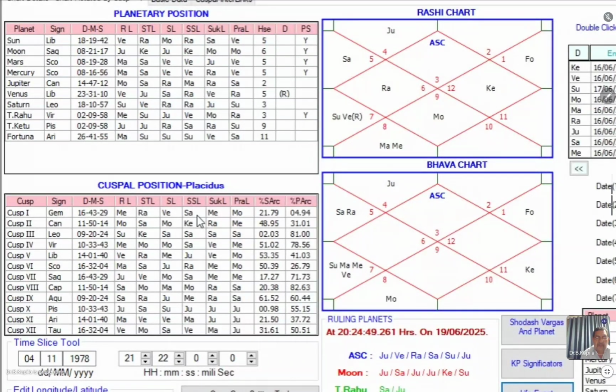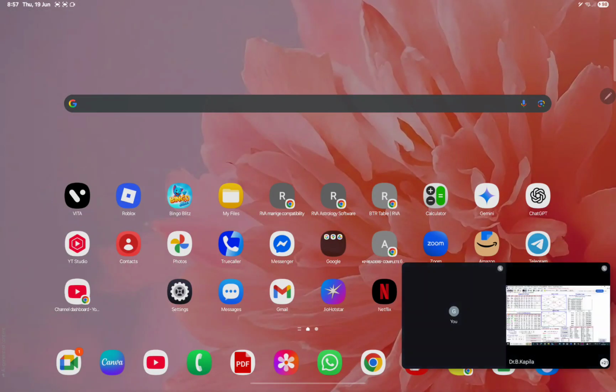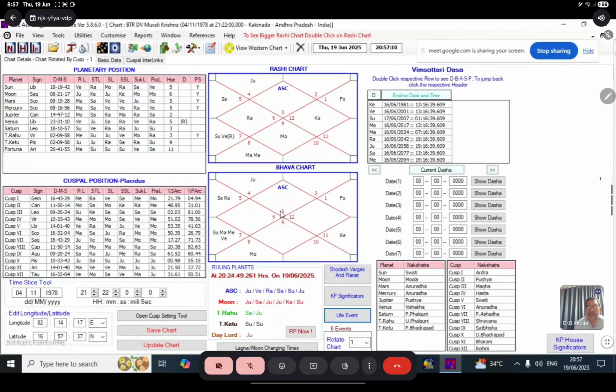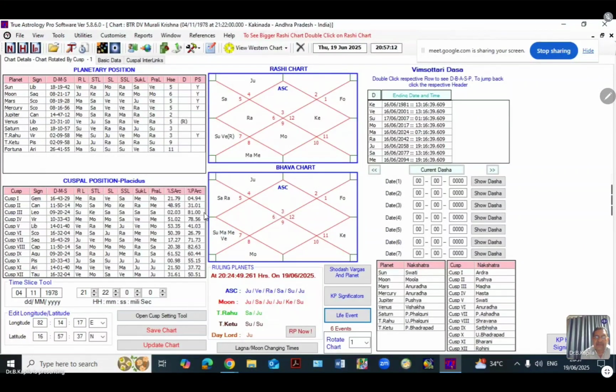What is rule number 2? Rule number 2 is about the arc. Now this is the chart of a male. What is the sign? Gemini, male sign. So male and male, it means what? Less than 50%, and the arc is already 21.79%. So this is okay. No change has to be made. So rule number 2 is also okay, right? Yes, sir. Rule number 2 is okay.